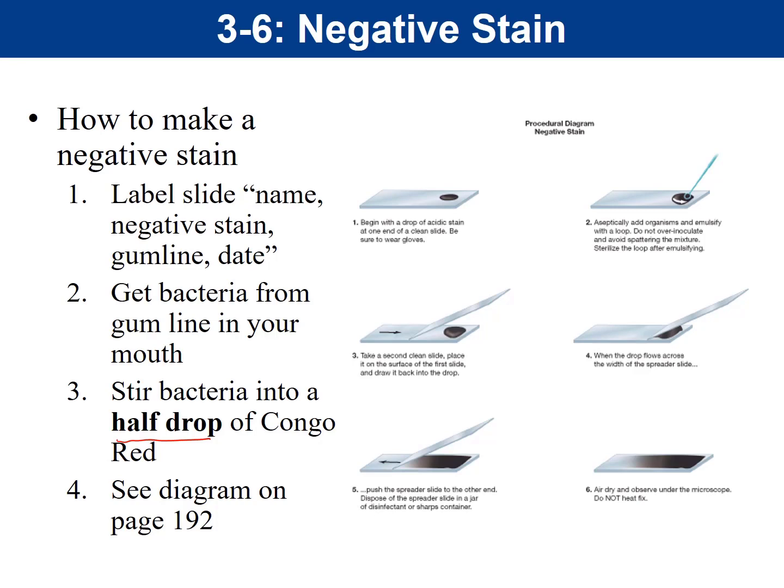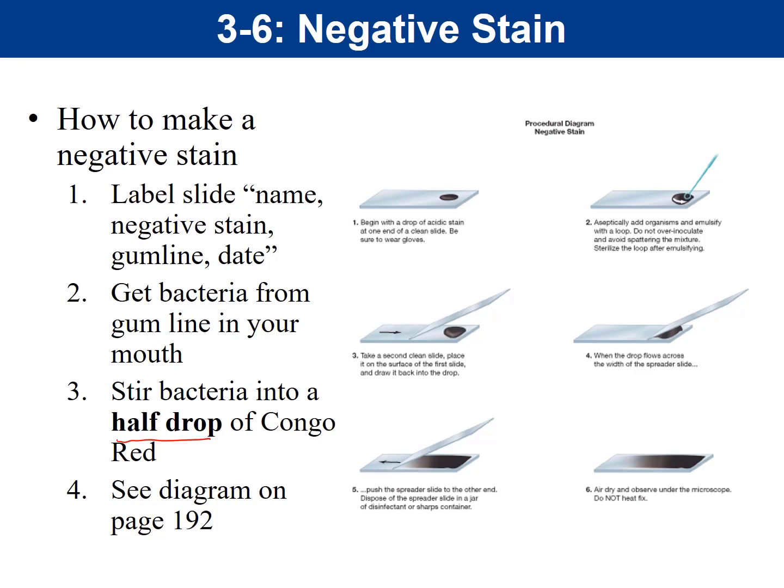So you're going to start by putting a half drop of Congo red on your slide. Then you're going to take a sterile toothpick and you're going to run the toothpick along your gum line. So not on your tooth, don't scrape just your tooth. You don't need to poke your gum line, but just very gently run the toothpick along the gum line. Then you're going to take that toothpick where you swabbed your gum line, and you're going to stir it into that drop of Congo Red.